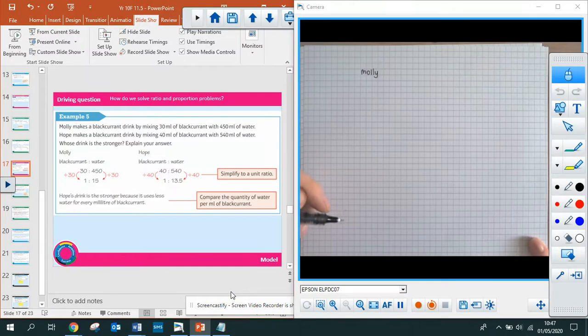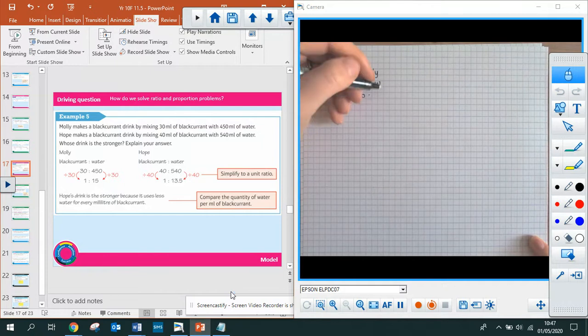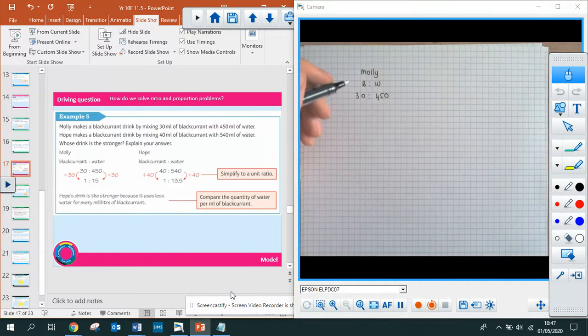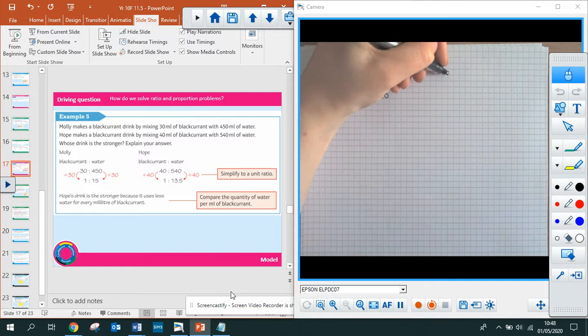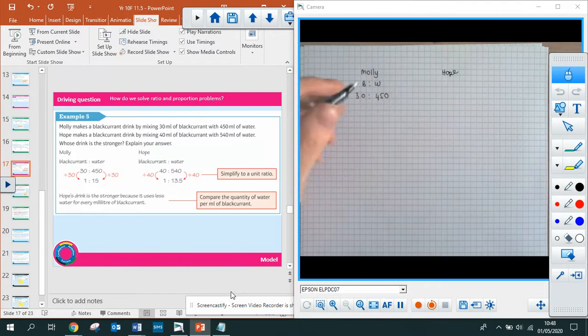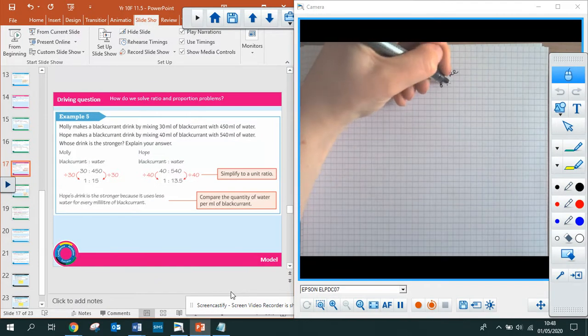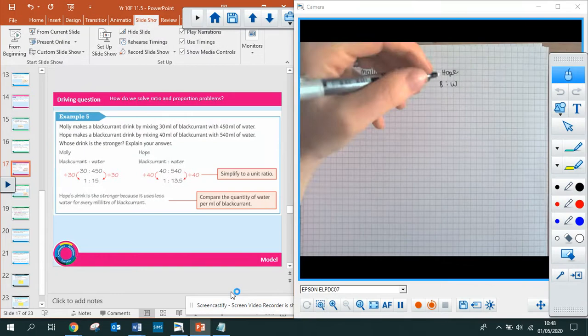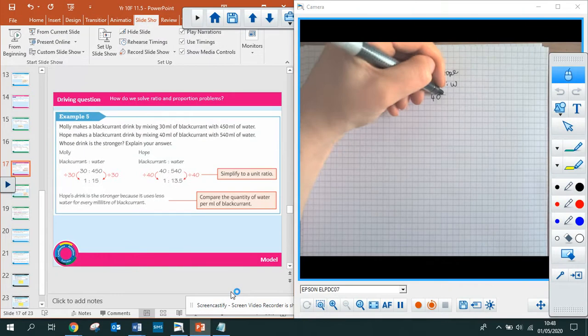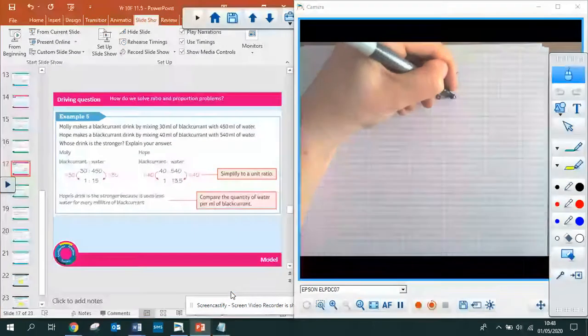And it says she makes a blackcurrant drink by mixing blackcurrant, so B, to water with 30 ml blackcurrant to 450 millilitres of water. And the other person, Hope, mixes blackcurrant to water in the ratio 40 ml to 540 ml of water.